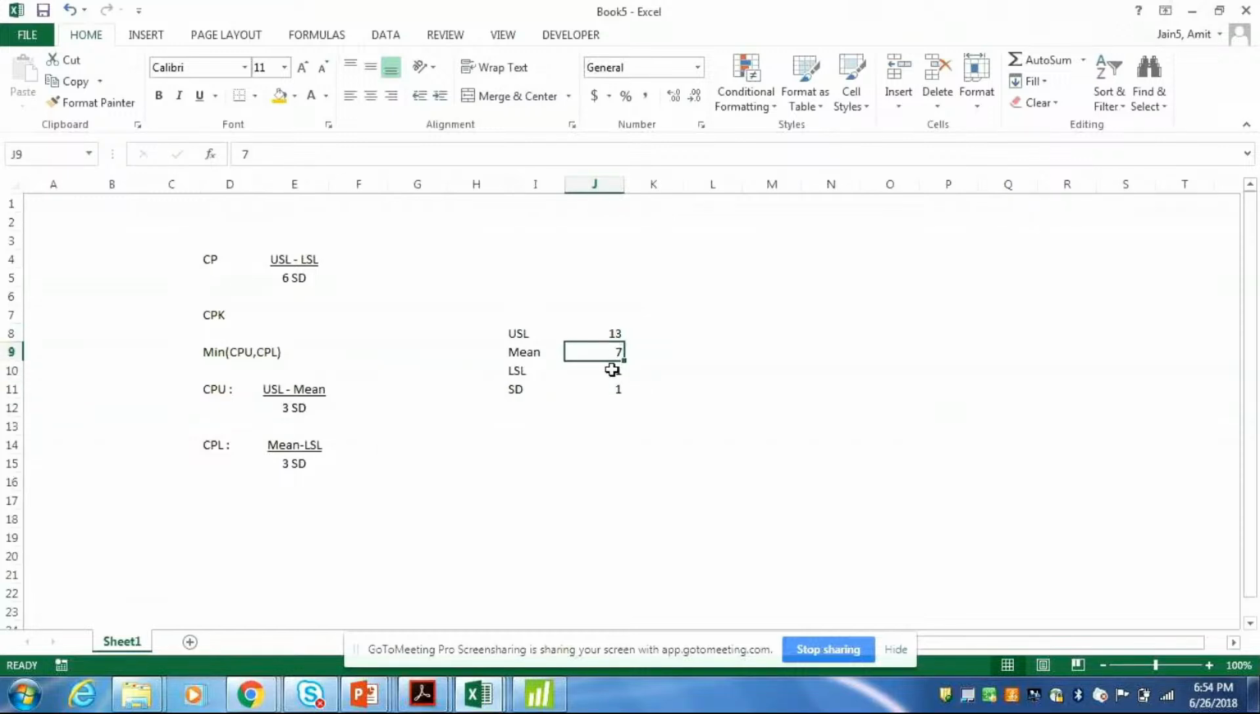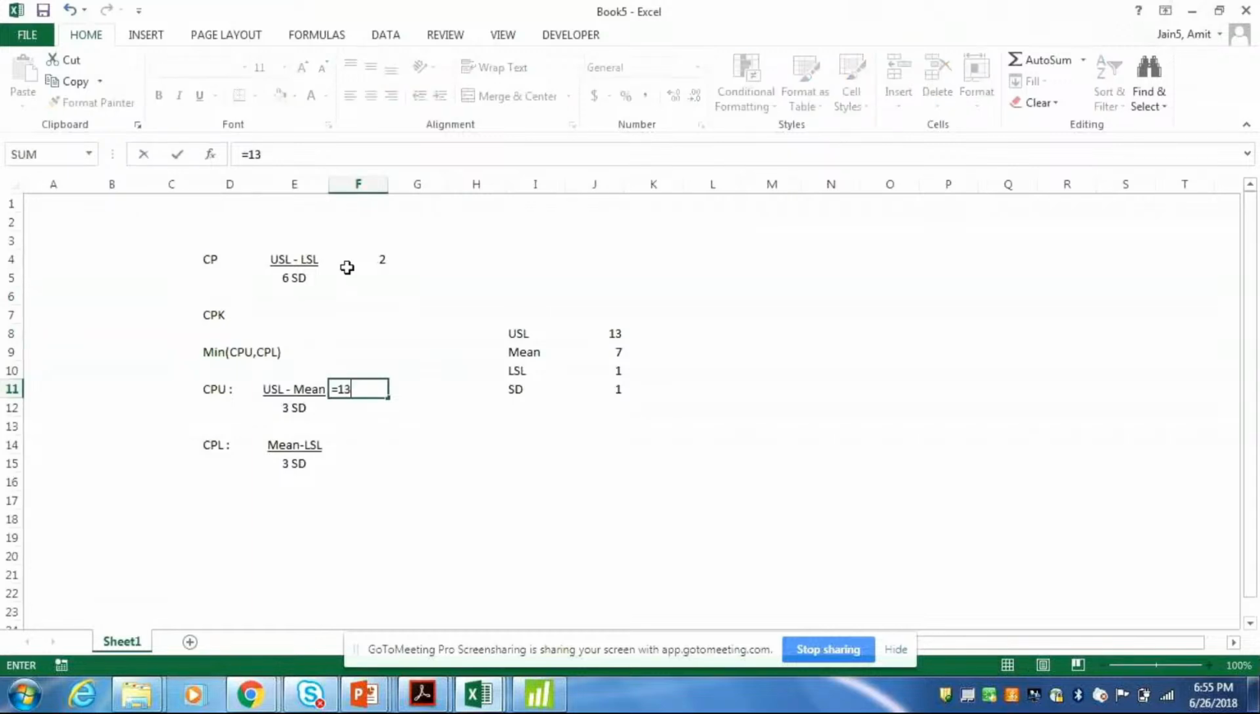So there are 7 points here and 7 points between the mean and USL. If we put it in the formula, 13 minus 1, which is 12, by 6 times 1, which is going to be 2, right? Same thing if we calculate CPU, which is going to be 13 minus 7, which is 6, divided by 3 times 1, which is 2. And CPL is 7 minus 1, which is 6, which should be 2. Right. So in this case, the mean is exactly in the middle.